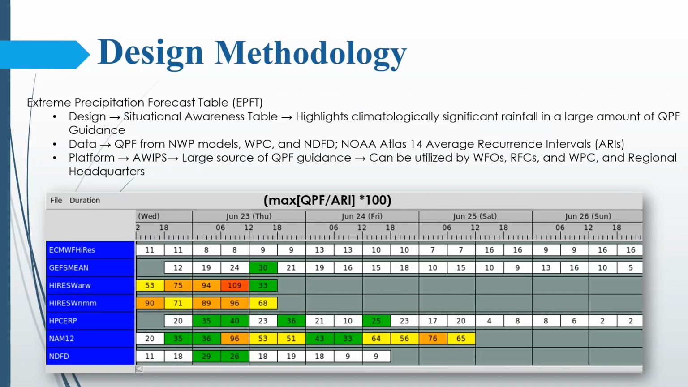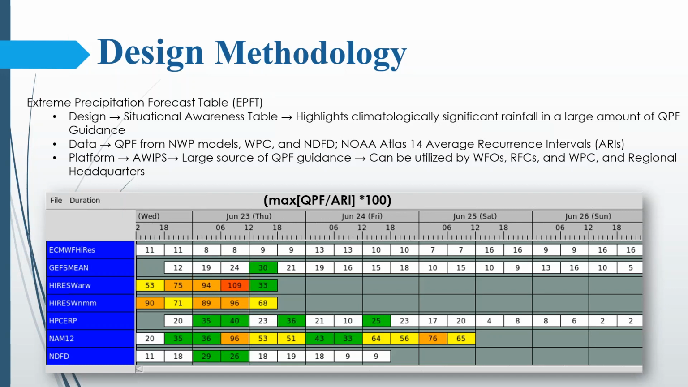So the design for our table is that it is a situational awareness table where we use color coding to highlight the climatologically significant rainfall from a large amount of QPF guidance. Now, this table that you see here was one of our first prototypes. Imagine that you take a QPF grid in GFE, you divide it by the 100-year ARI grid, convert it to a percentage, and the max value in that grid is plunked into one of these boxes in the actual table. And so you can click on any one of these boxes where there are significant values, and you can see the grid of percentages within GFE.